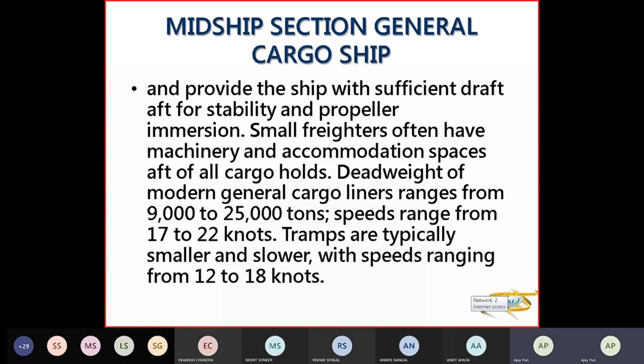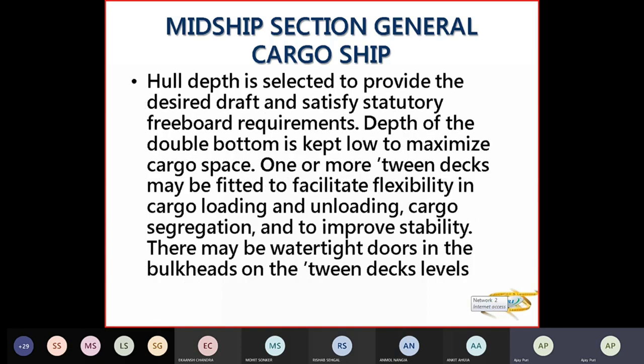Deadweight of modern general cargo liners is between 9,000 to 25,000 tons and a speed between 17 to 22 knots. If you have tramp vessels, then the speed will be lower, between 12 to 18. Hull depth is selected to provide your design draft and satisfy your freeboard requirements. Depth of DB is low to maximize cargo space. And your tween decks are fitted to facilitate flexibility of cargo loading and unloading and cargo segregation and improve stability.